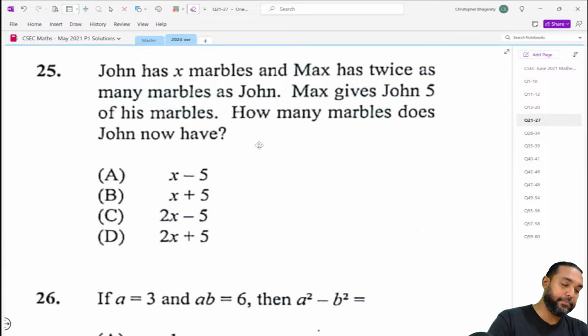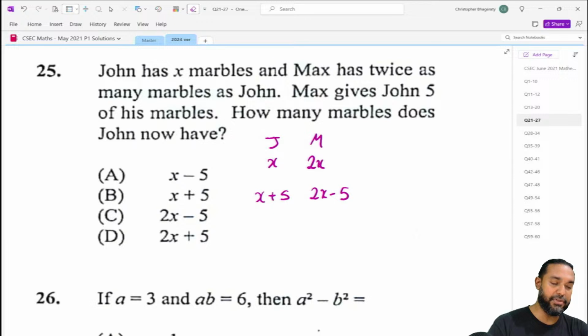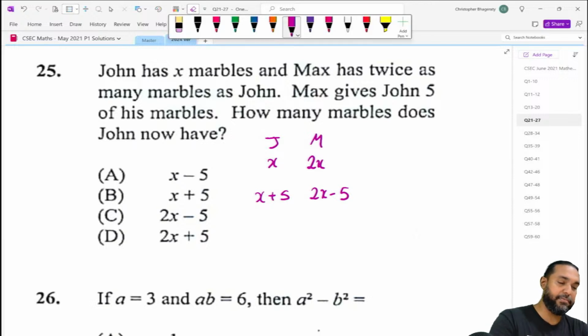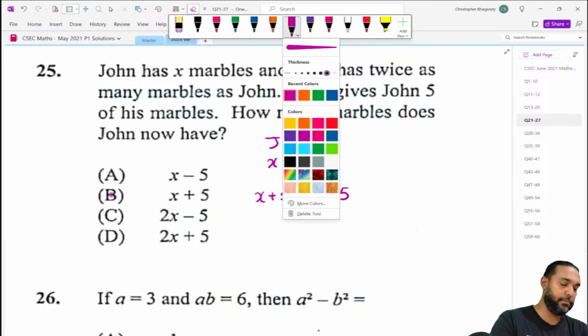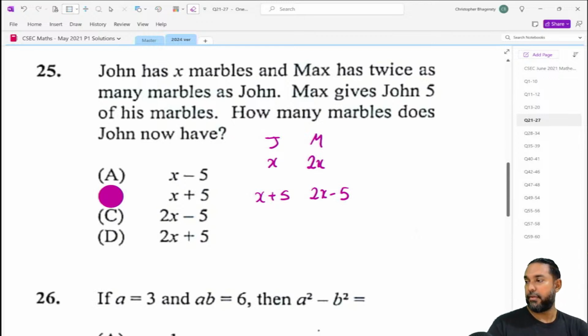John has X marbles. Max has twice as many marbles as John, so Max would have how many? 2x. Max gives John 5 of his marbles. So you're taking 5 from here and giving it to John. So John now has 5 more than he started with. Max has 5 less. Cool. How many marbles does John now have? X plus 5. Yeah, there you go.